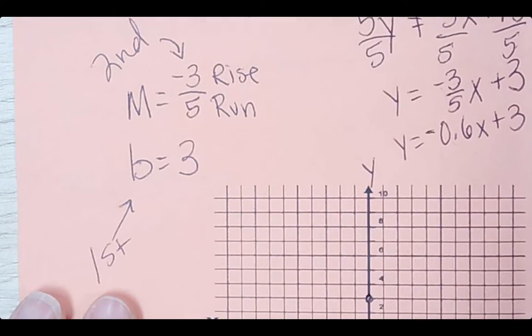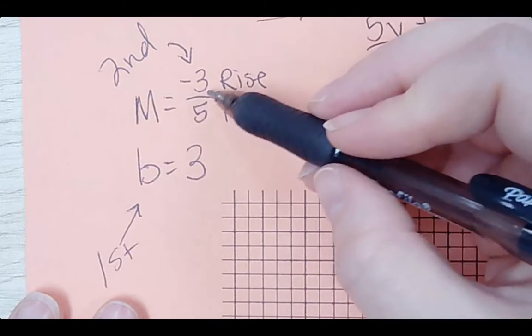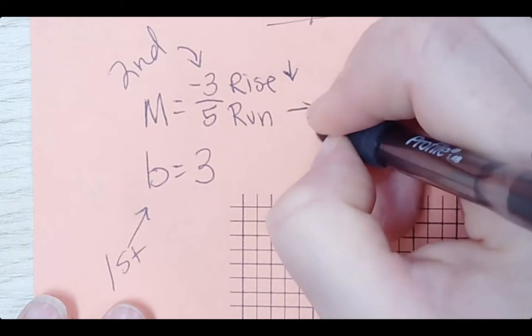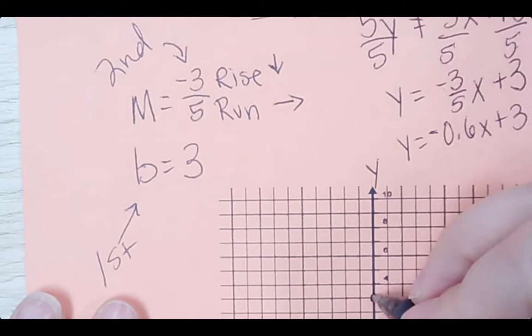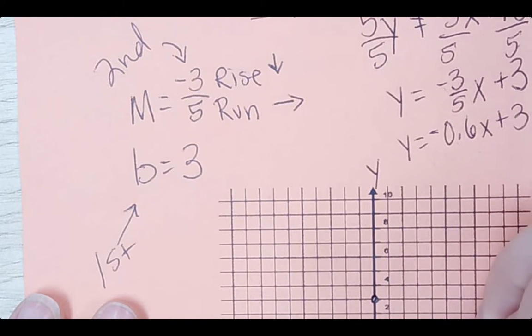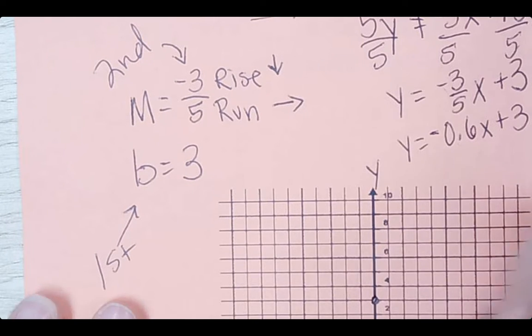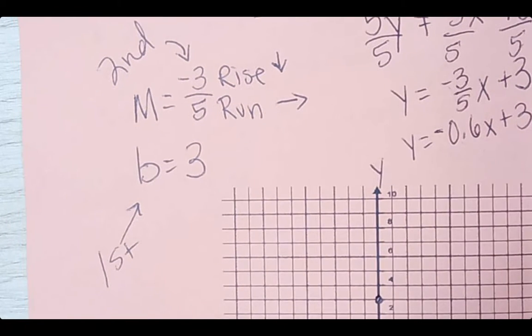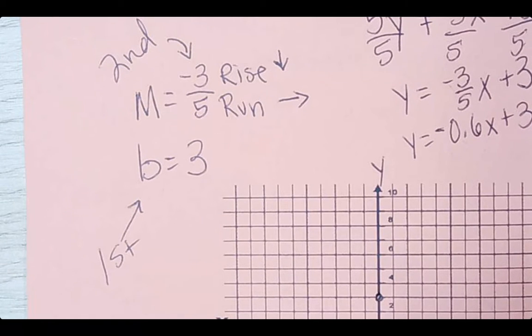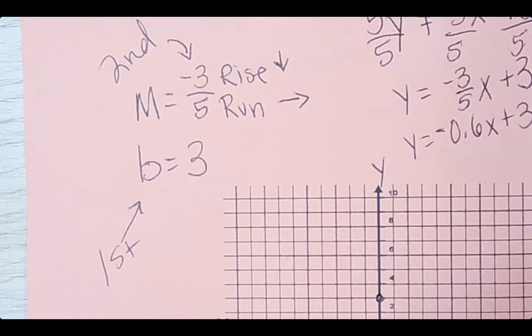is your slope, which is negative 3 rise. So that actually means go down 3, and we're always going to run right. So down 3, 1, 2, 3, and run 5, 1, 2, 3, 4, 5. And we could continue doing the rise over run. So down 3, 1, 2, 3 over right, 1, 2, 3, 4, 5.